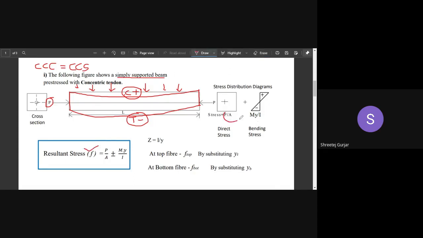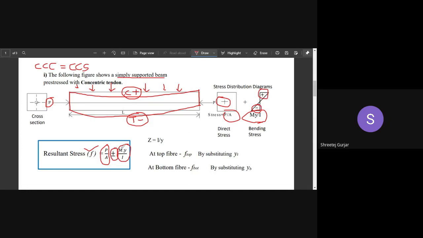So this is P by A, right? The direct stress, which is here. And then this is your bending stress, My by I, which is over here. As you can see, this is always positive, so this is denoted as positive and not plus or minus. Because it is always positive, it is written as plus P by A. And this bending stress My by I, you can see it is positive for top fiber and it is negative for bottom fiber. You can see it is plus and minus both. So we have written plus or minus.